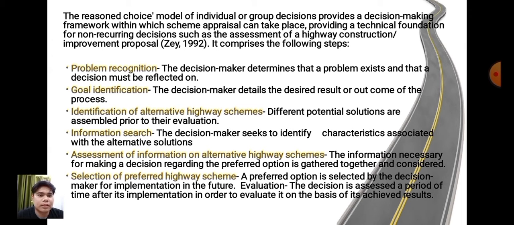Information search. The decision maker seeks to identify characteristics associated with an alternative solution. Assessment of information on alternative highway schemes. The information necessary for making a decision regarding the preferred option is gathered together and considered. Selection of preferred highway scheme. A preferred option is selected by the decision maker for implementation in the future.